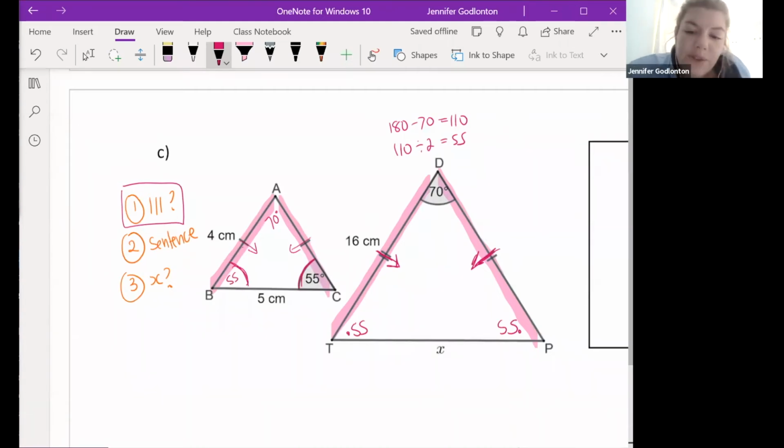So the 2 comes because this angle here and this angle here are the same as each other. And so if we're saying 180 minus 70, we're saying that this 110 over here has to be equal to this angle plus this angle. So if I want to know what one of them is, we're going to divide it by 2, and then we would get 55.